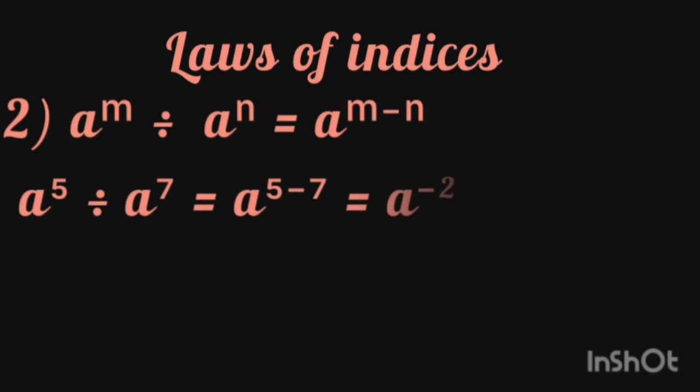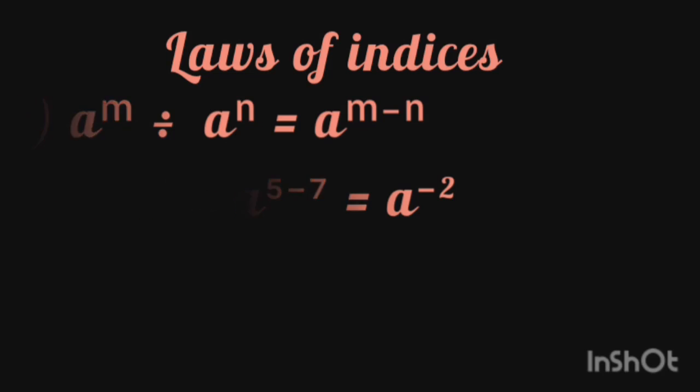So another one, we have a raised to the power 5 divided by a raised to the power 7. So we subtract 7, which is on the right hand side, from 5, which is on the left hand side. Our answer will be a raised to the power minus 2.